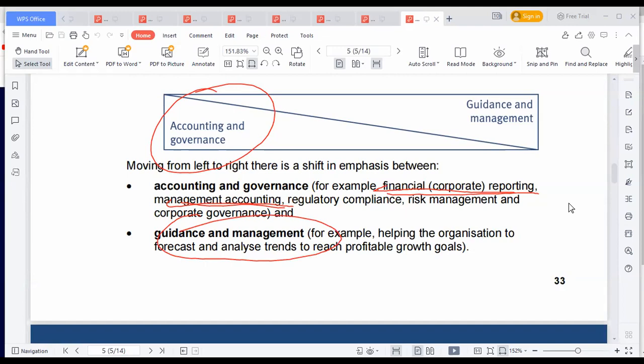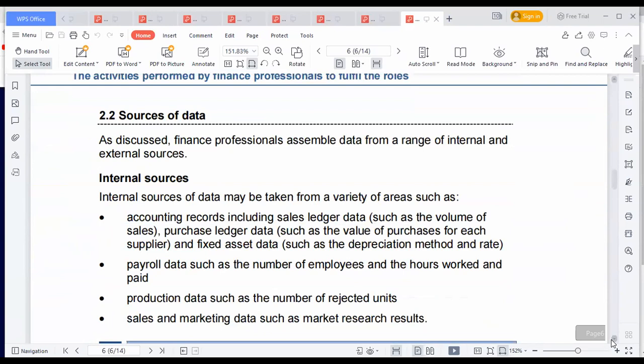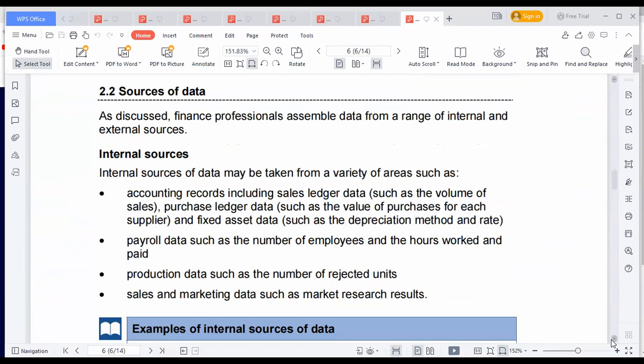So it goes towards guidance and managing, helping the managers to make certain decisions. Right, and then we also need to be able to look at the source of data. This is simple and easier to understand. This is very easy to understand, guys.